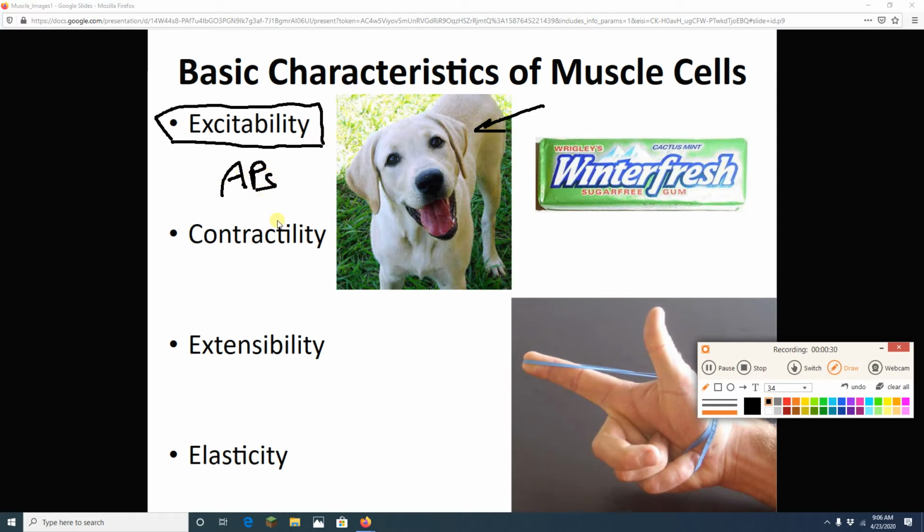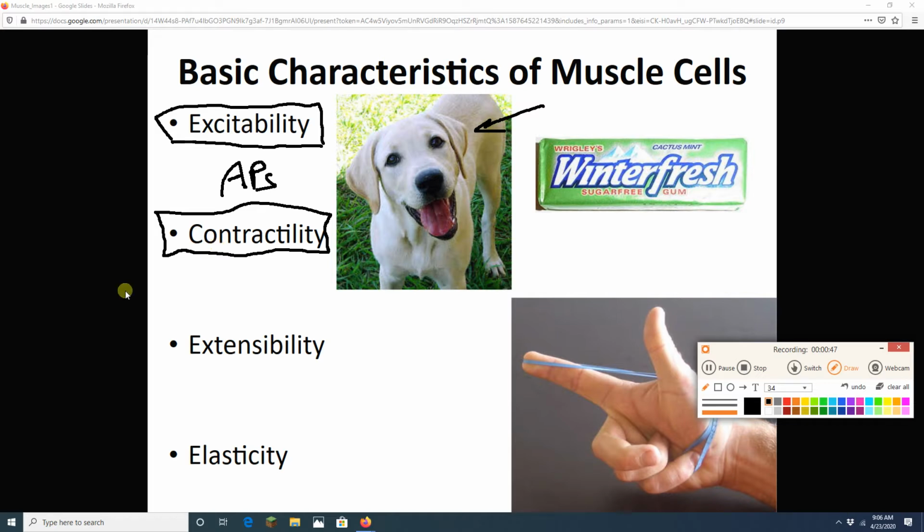All right, number 2, muscle cells are contractile. That means they can contract, obviously. That means they can powerfully shorten. I mean, contraction is a shortening of something, but is generally done with speed, with power.